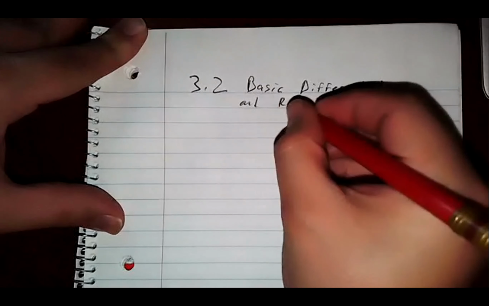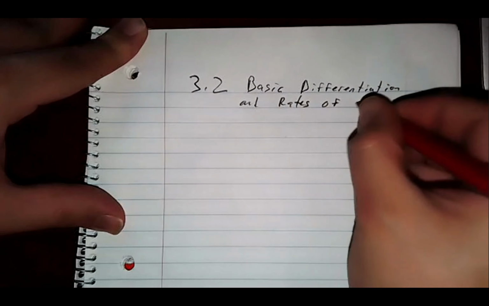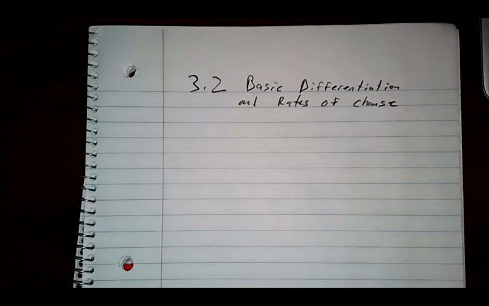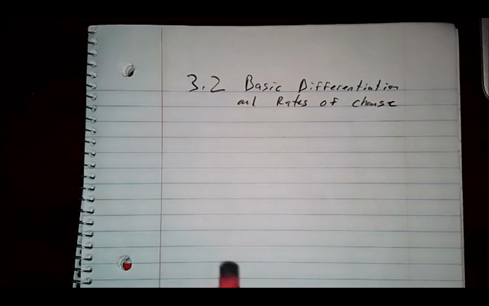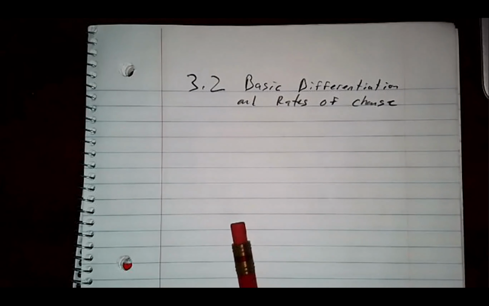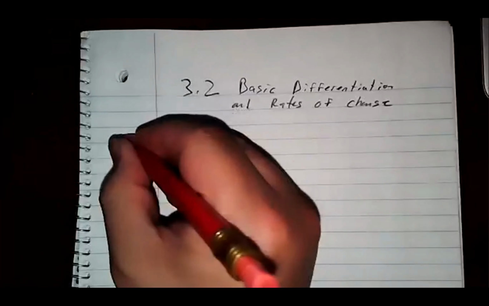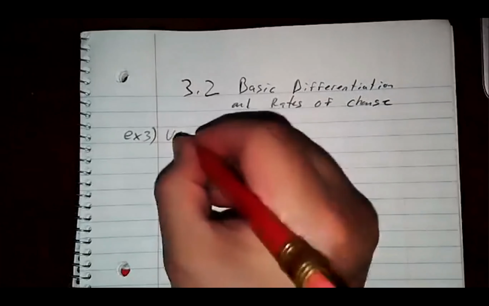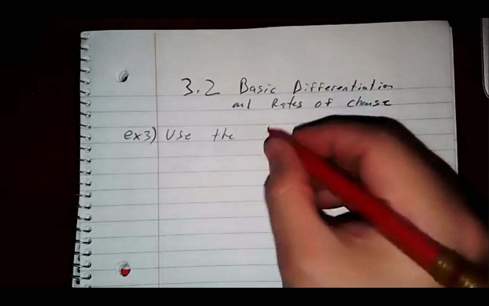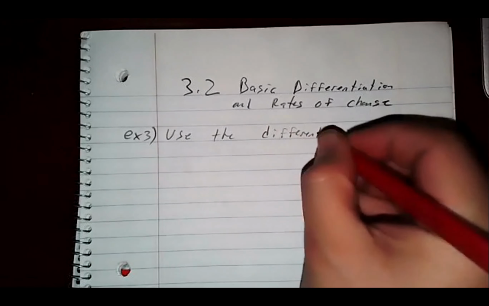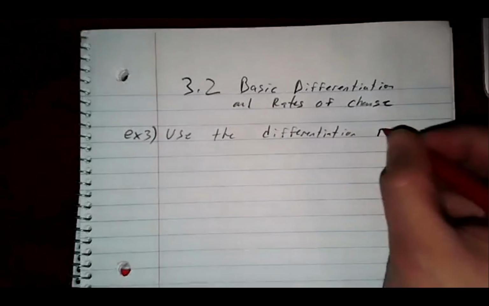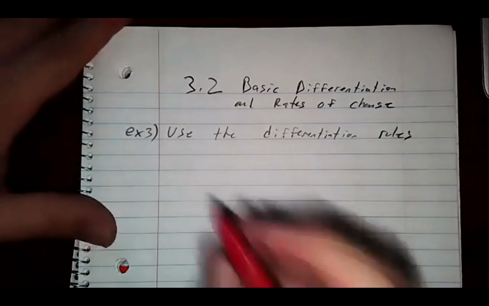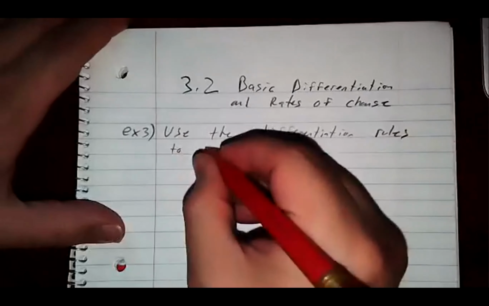But basic differentiation and rates of change. Okay. So we did the constants, we did the square roots. Let's see what was next. Okay. I believe it was example 3, right? I don't remember. Use the differentiation rules to find the derivative.